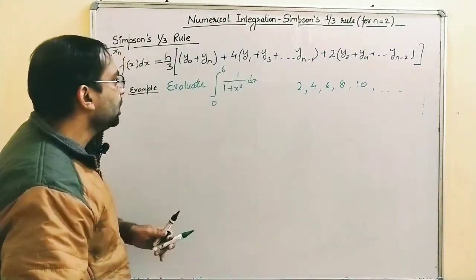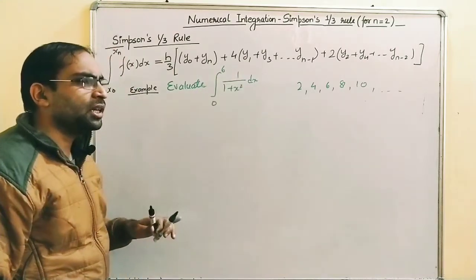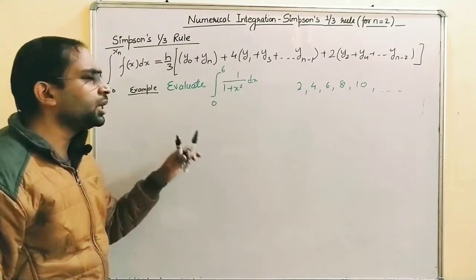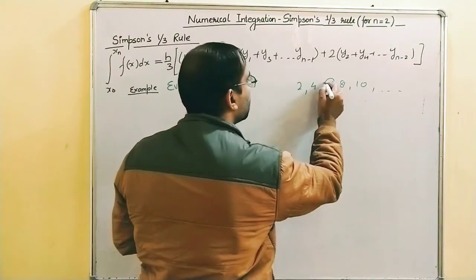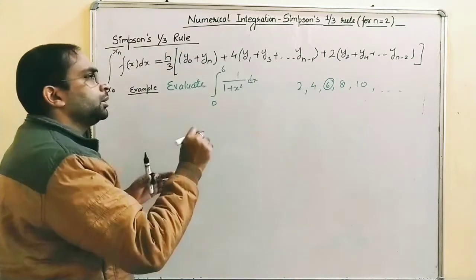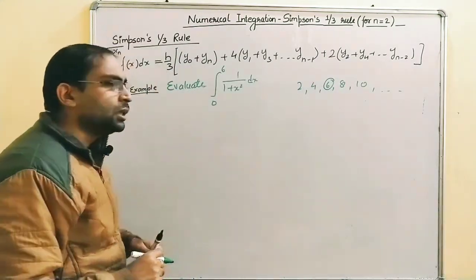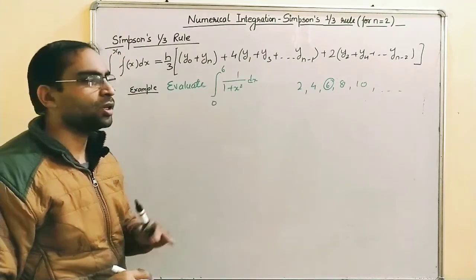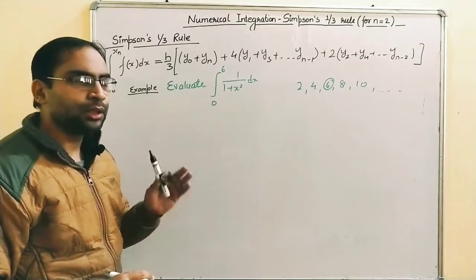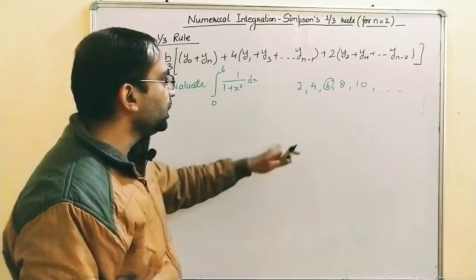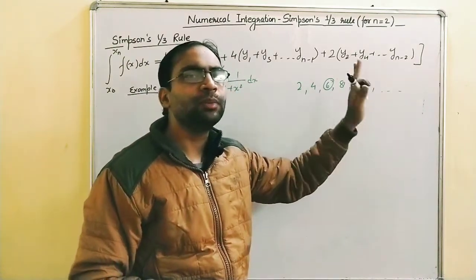So in this question, we have values from 0 to 6. What will be the valid choice? Let's say we can take 6 intervals. Is 6 intervals a valid choice? Yes, because 6 is a multiple of 2. Can we take 5 intervals? No, we cannot take 5 intervals because 5 is not a multiple of 2. Can we take 7 intervals? No, we cannot take 7. We can take 2, 4, 6, 8, 10 and so on, which are multiples of 2.